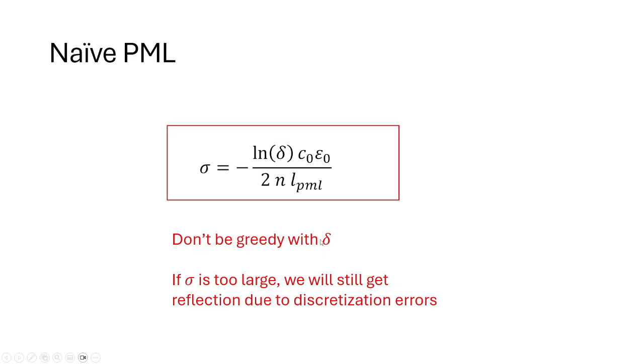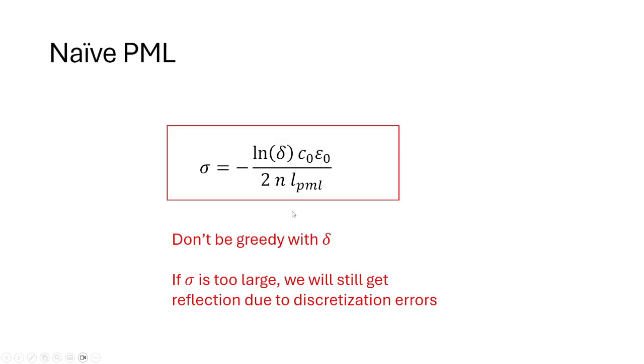Also, if we pick delta to be a very small number, like 10 to the minus 100, let's say, then this ln function is going to be minus a very large number, right? So then sigma is going to be very, very large. We also don't want that, because if sigma is too large, we're going to get reflections. The reason why we get reflections is purely due to the discretization. If FDTD were perfect, if we had a step size of 0, we wouldn't have to worry.